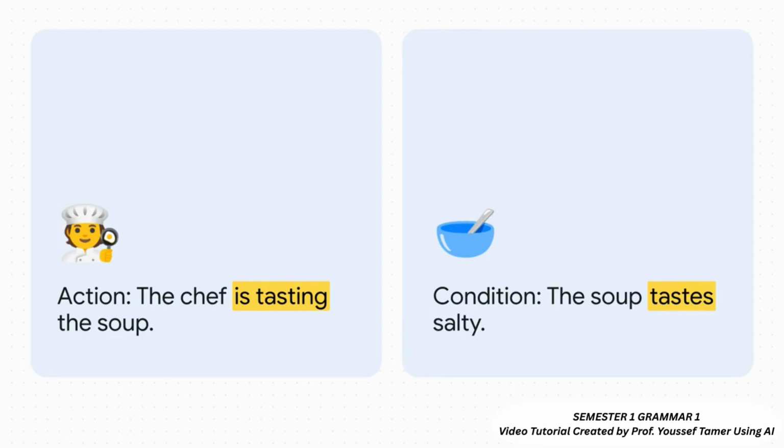Let's go back to our chef. When we say he is tasting the soup, that's an action. You can picture him lifting the spoon, right? But when we say the soup tastes salty, the soup isn't doing anything. We're just describing its characteristic, its state.